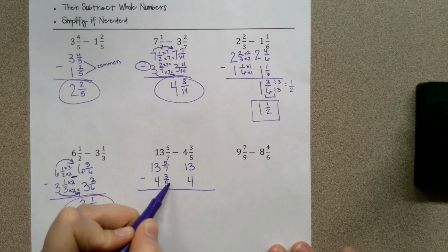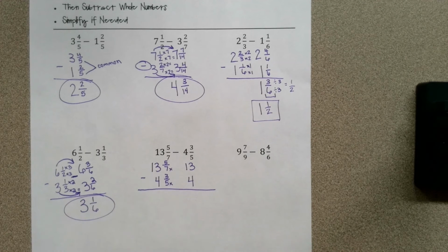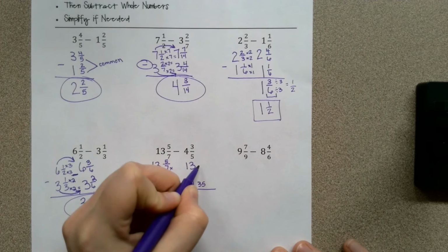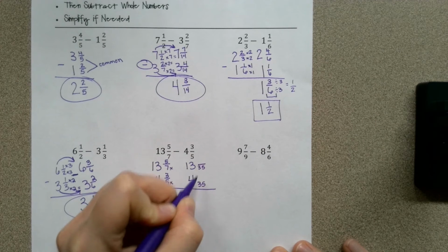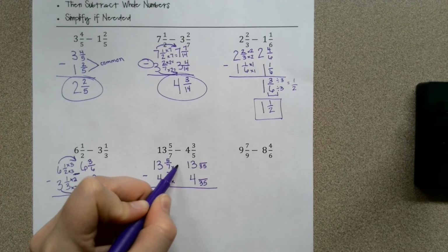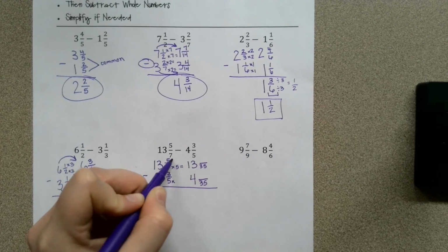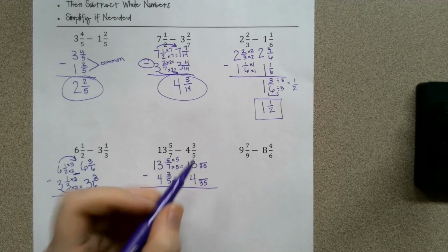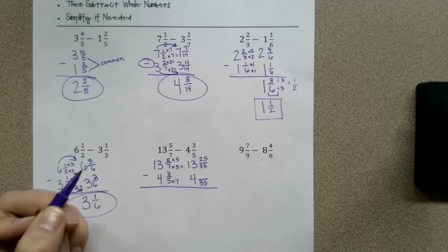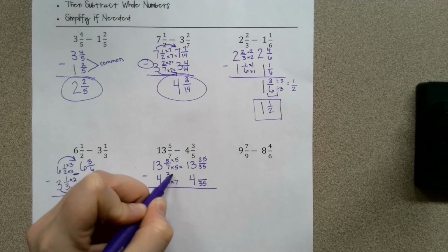Between the 5 and the 7, if we multiply them together, we would get 35. So 35 can be our common denominator. 7 multiplied by 5 gave us the 35, so we have to multiply by 5. In the bottom fraction, we're multiplying by 7.